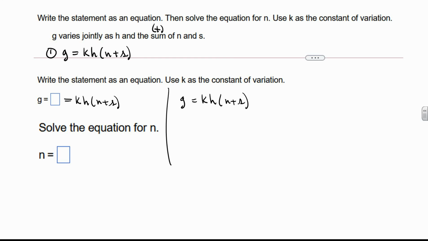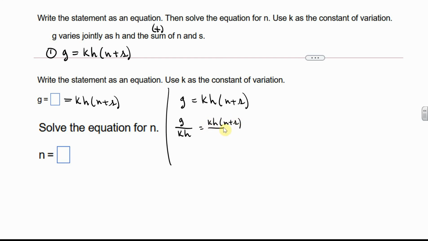So I want to get n by itself, and to get n by itself, I want to get to it by using the laws that I know. So I'm going to divide both sides by k times h. So I have g divided by kh is equal to k times h times n plus s.